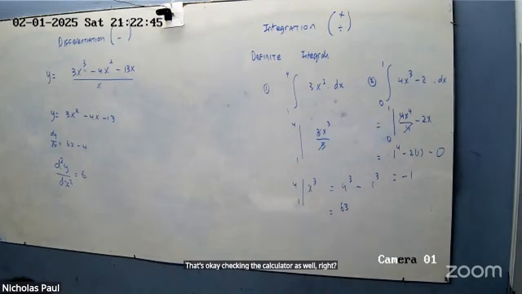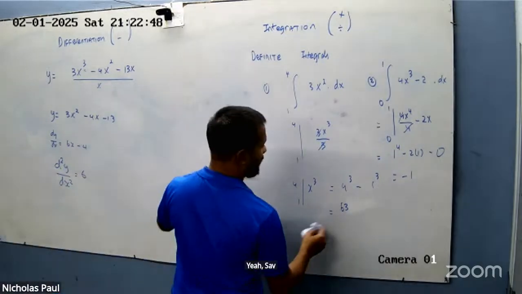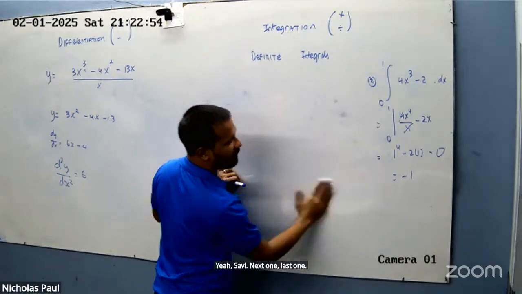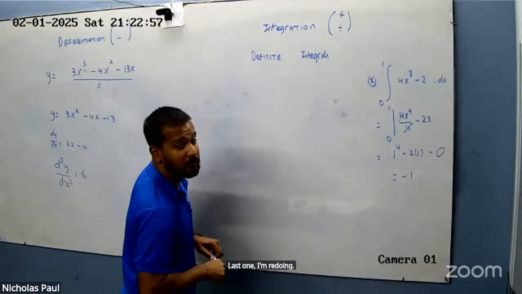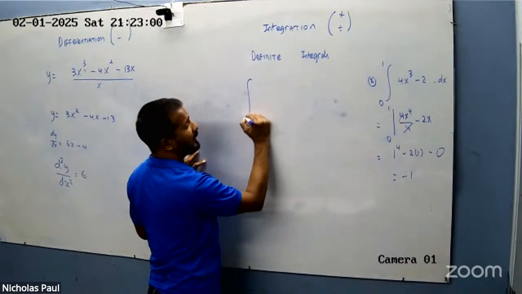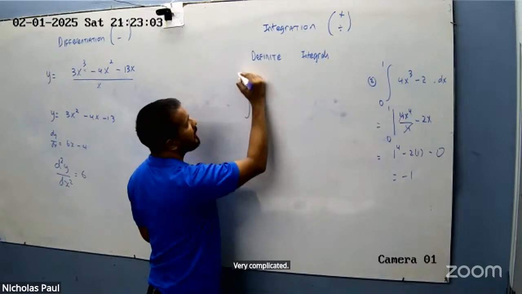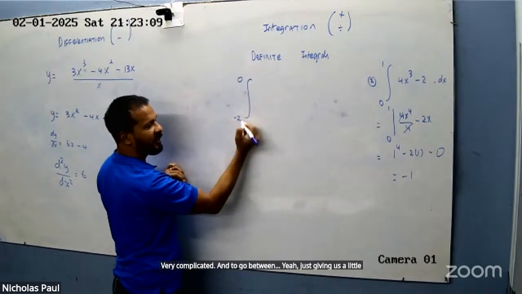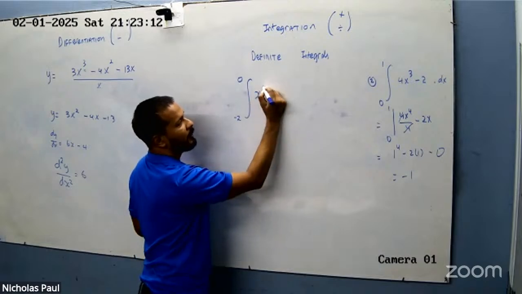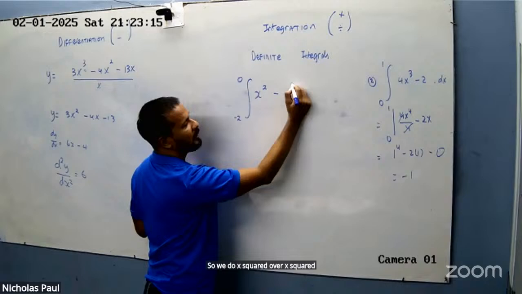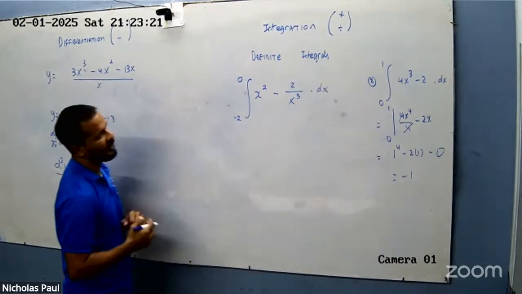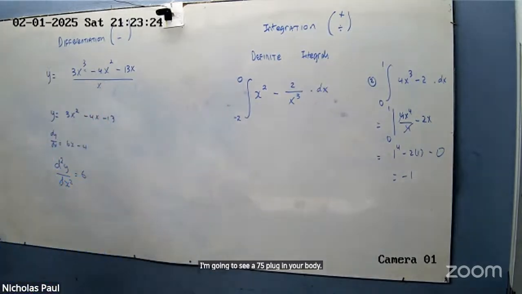We'll just squeeze in one more. Next one, last one, and we're done. Very complicated. The integral between these, giving us a little confusing values here. And then we do x squared over x cubed. Let me see how you handle this. Let me see it simplified, plug in your value.